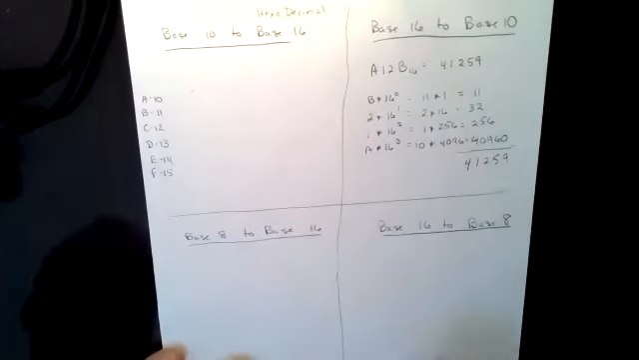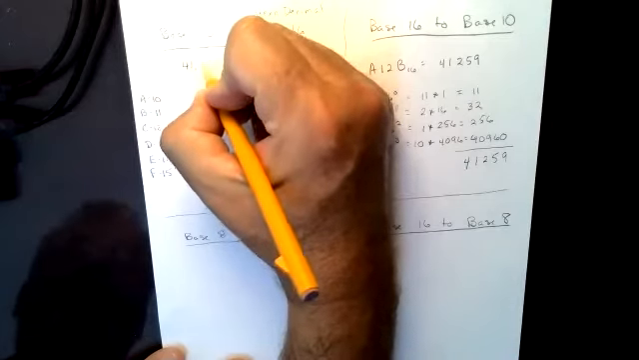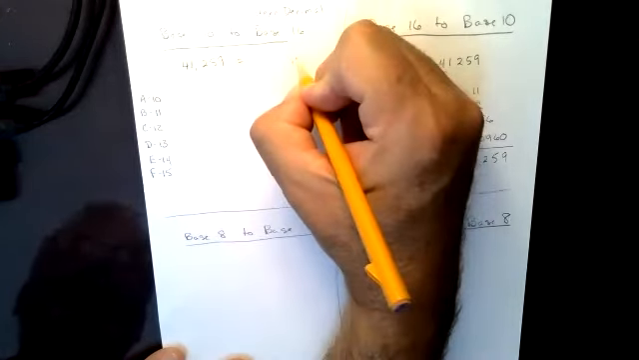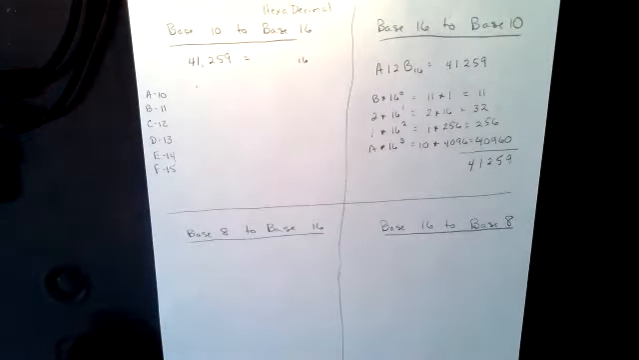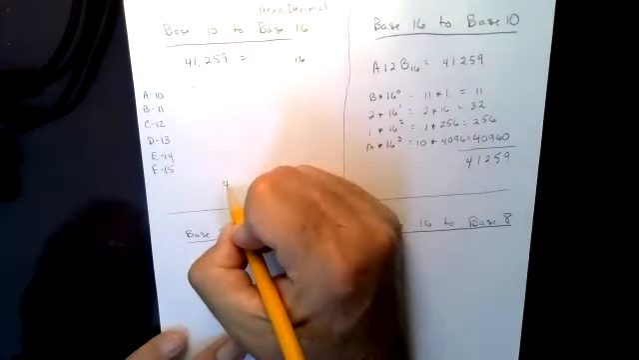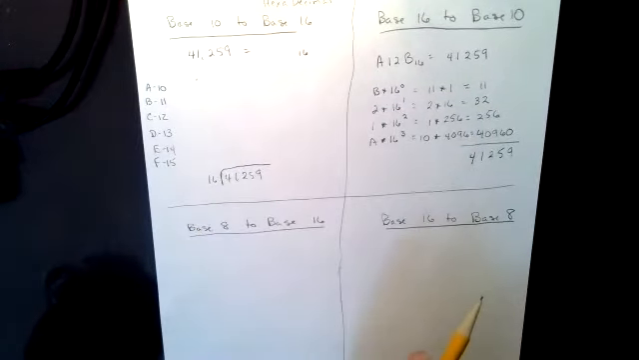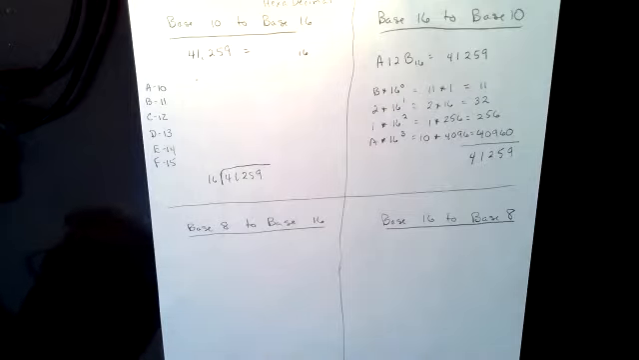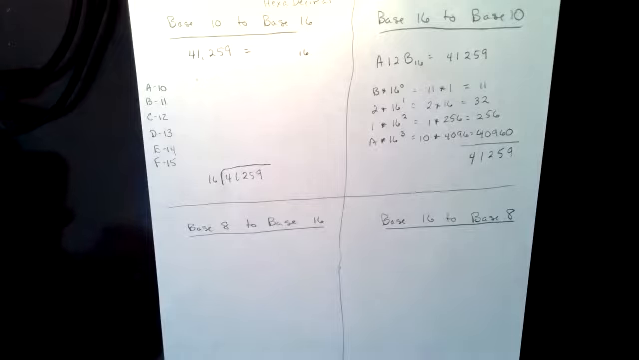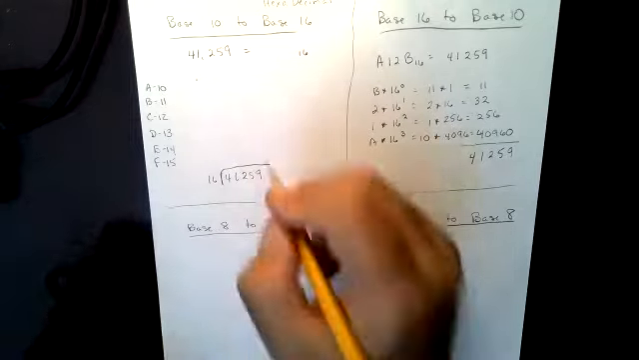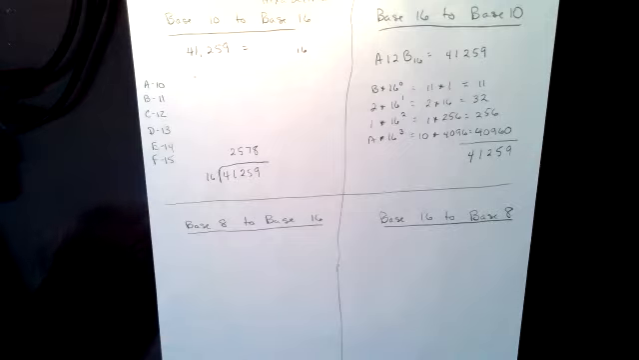Let's go the other way. 41,259 in base 10 equals what in hexadecimal? Well, let's see. We did 41,259 divided by 16. I'm gonna ask them. Hey Siri, what is 41,259 divided by 16? 41,259 divided by 16 is 2,578.6875. 2,578. Now I need that decimal part, right? What's my remainder? I got a remainder of 11.